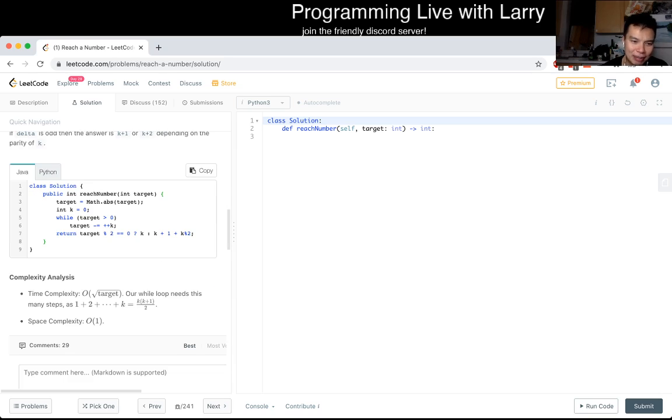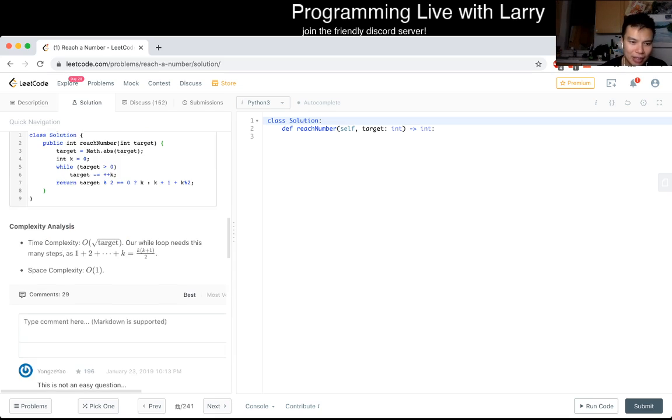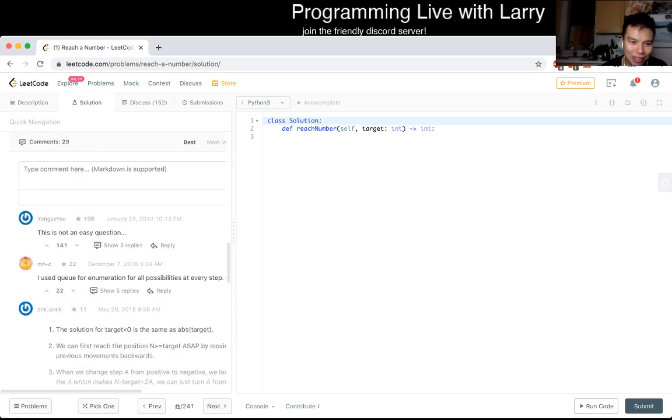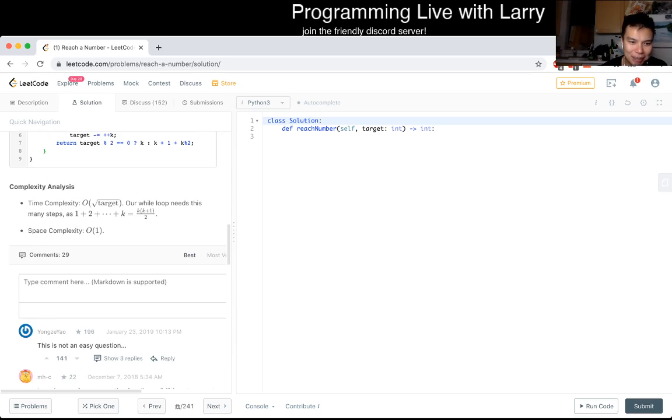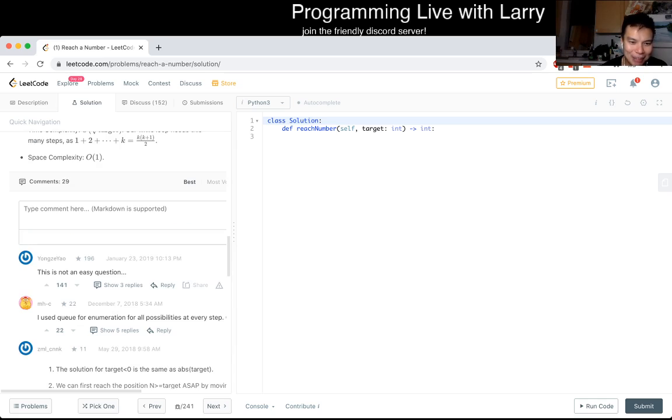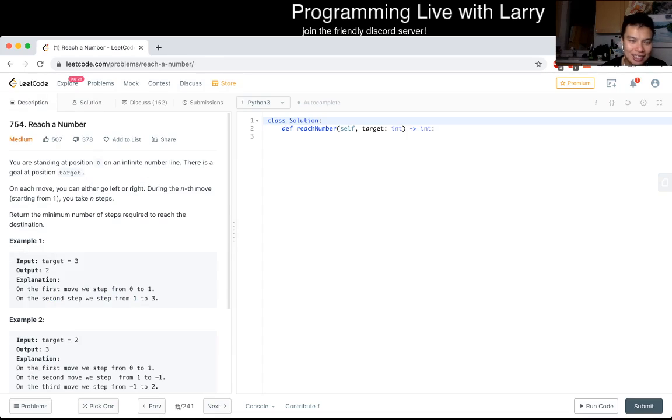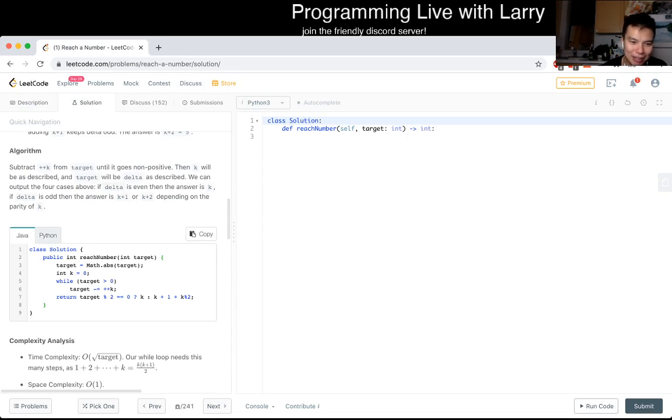And again, they did the same thing we were talking about, where they called the time complexity the square root of target, which is, I guess, technically true, but not an O(n). Oh, why did they say approach 1? There's no approach 2. I also agree that this is not an easy problem. Is this rated as easy? A medium? Okay. But even for a medium, I think this is very tricky.